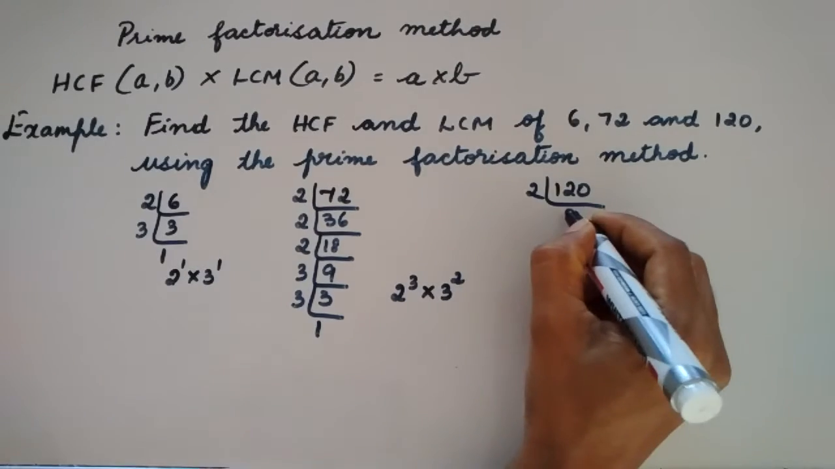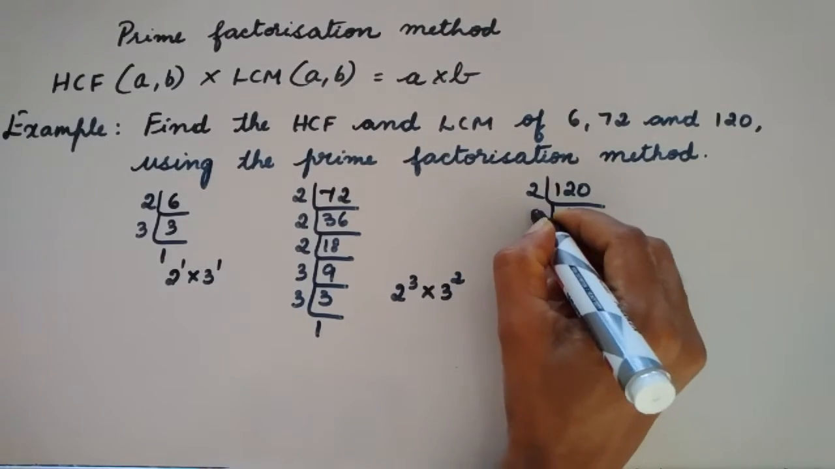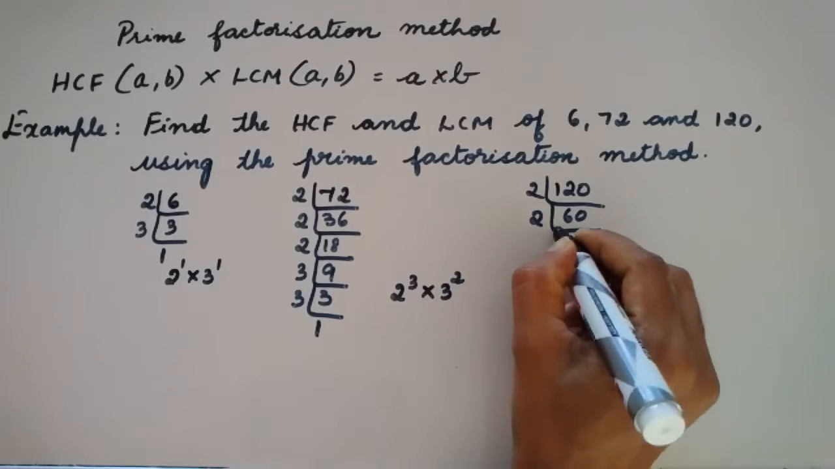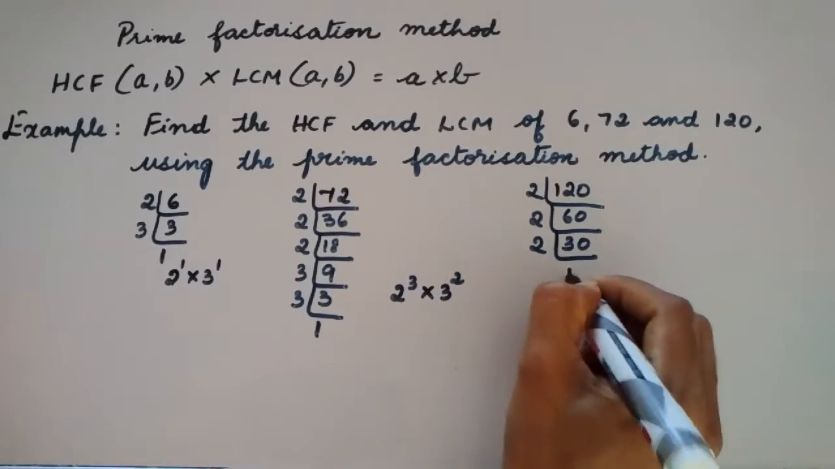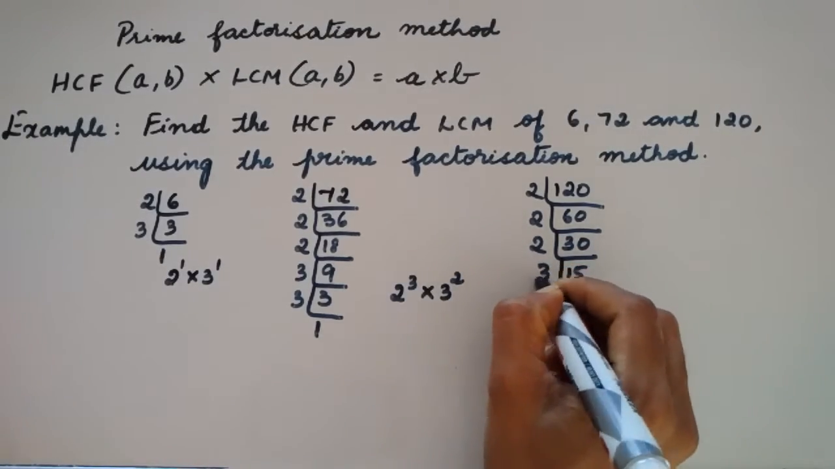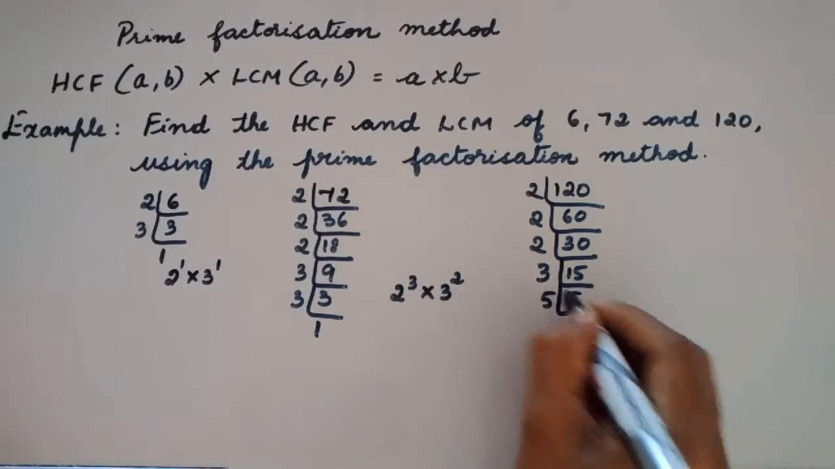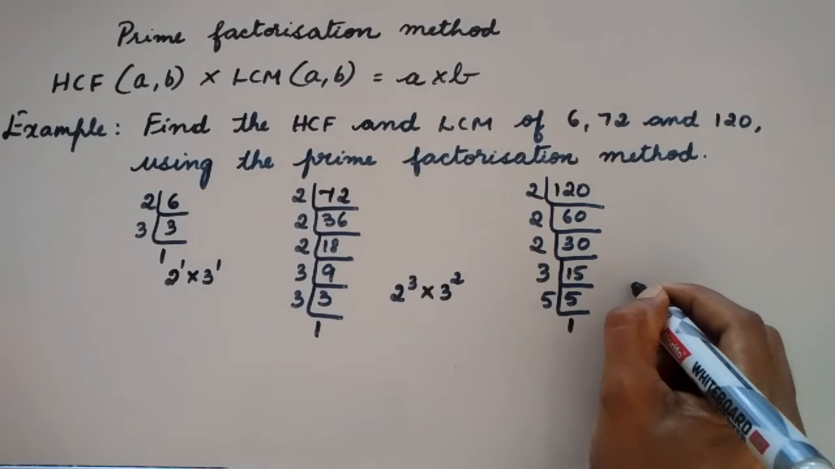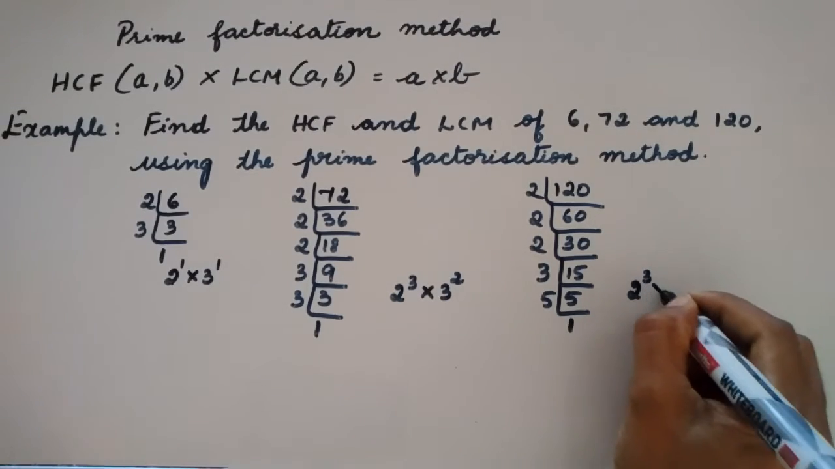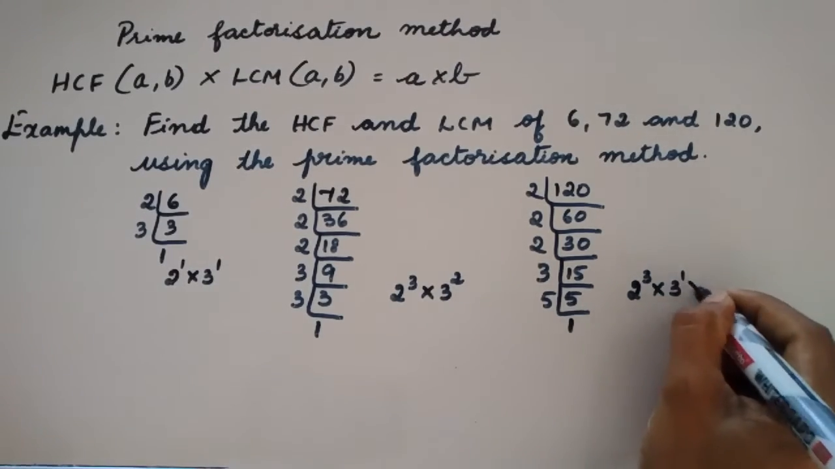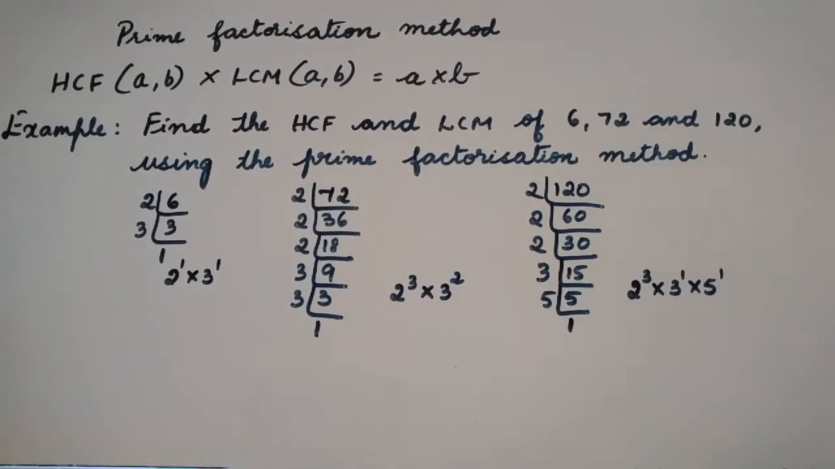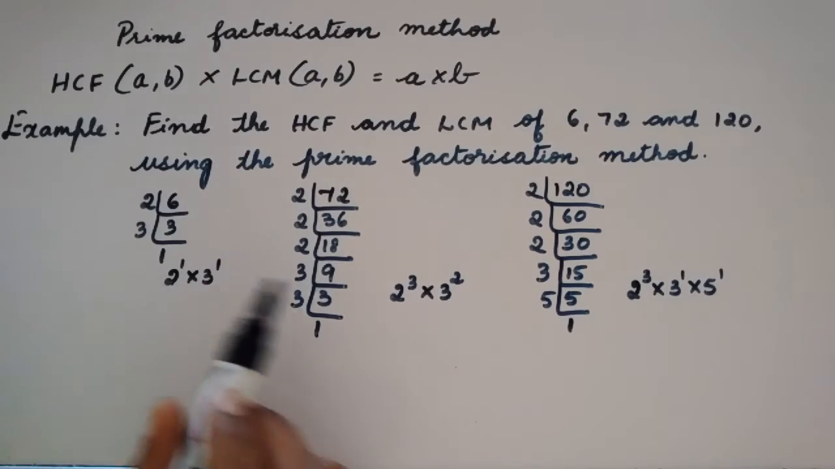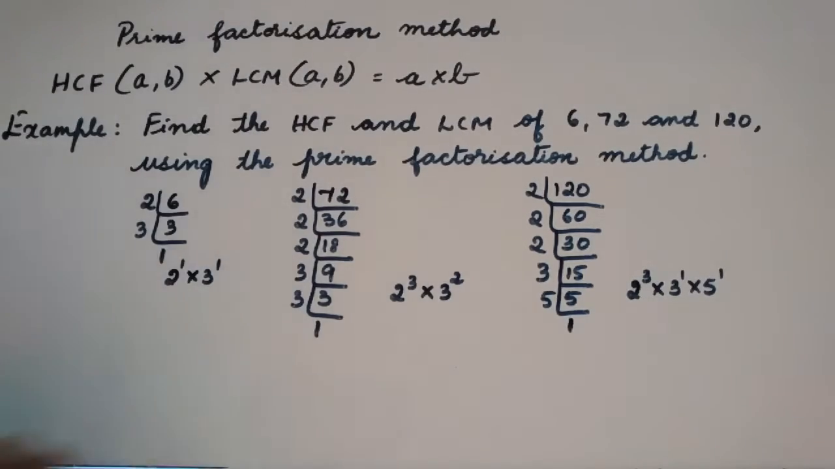So 2 6s are 12. Here we get 2 30s are 60. 2 15s are 30. 3 5s are 15. 5 1s are 5. And so here the prime products are 2 to the power 3 into 3 to the power 1 into 5 to the power 1. Okay, now let us look at these prime products of 672 and 120.